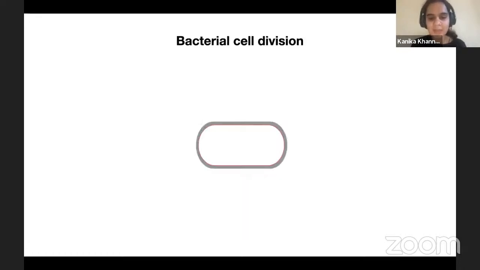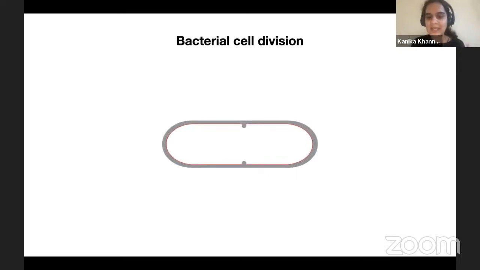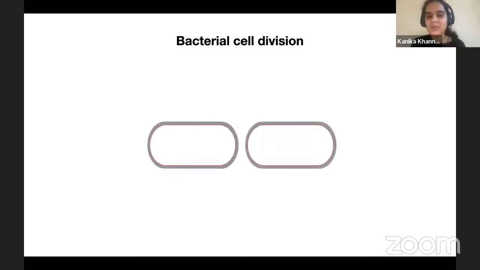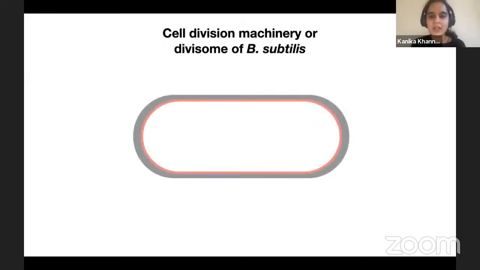Coming back to bacterial cell division, all of us understand cell division in bacteria as a very simple process of binary fission, where the division site is placed at the middle of the cell and the cell divides into two equal daughter cells. But the mechanistic details, or what are the proteins involved in the cell division machinery, or the proteins which constitute the divisome of B. subtilis, we don't understand a lot about what these proteins are, and how their interactions with each other and with the other components of the cell are.